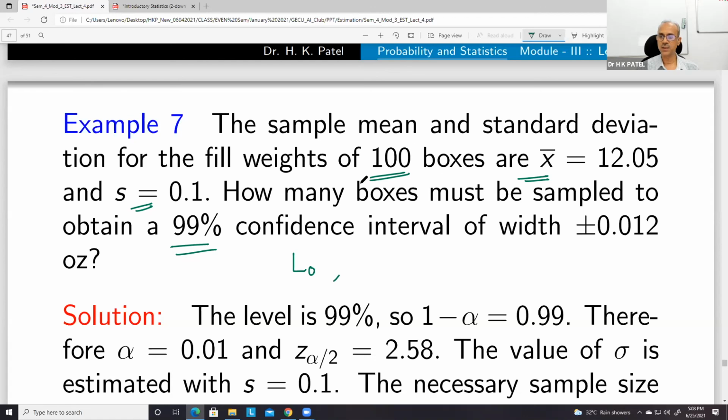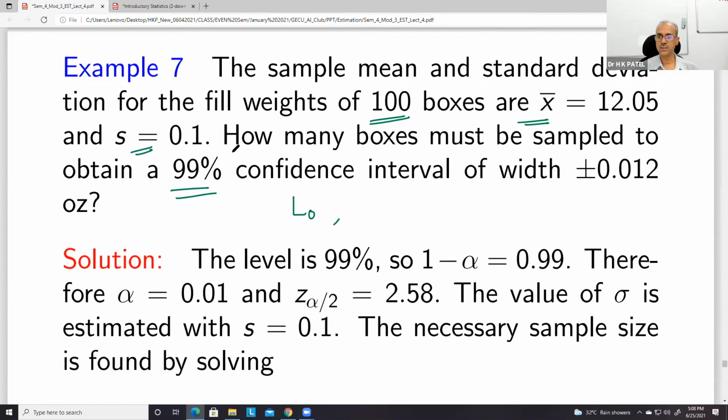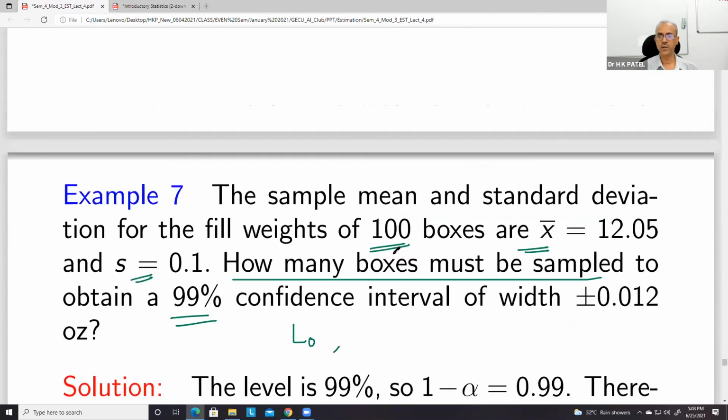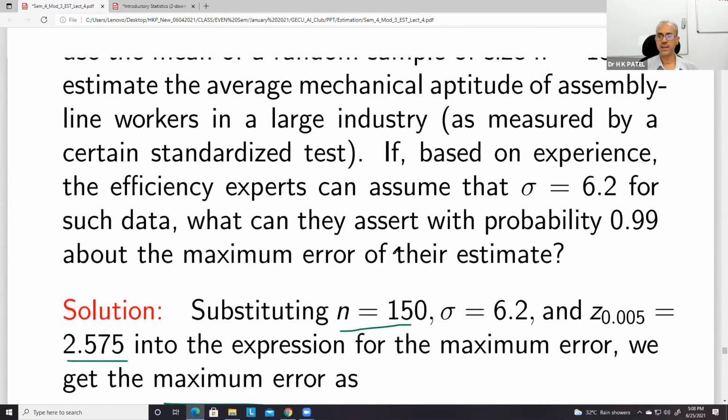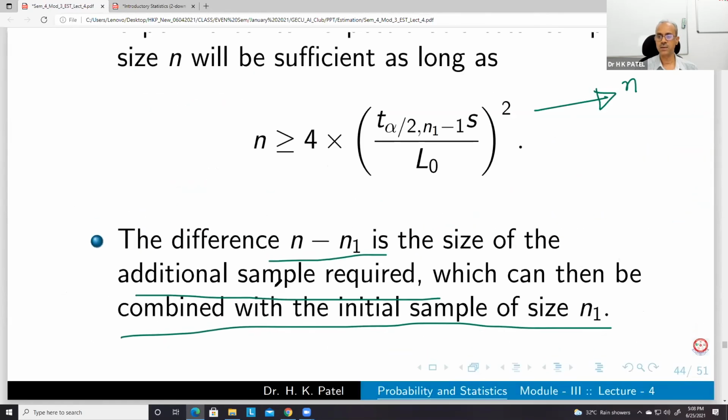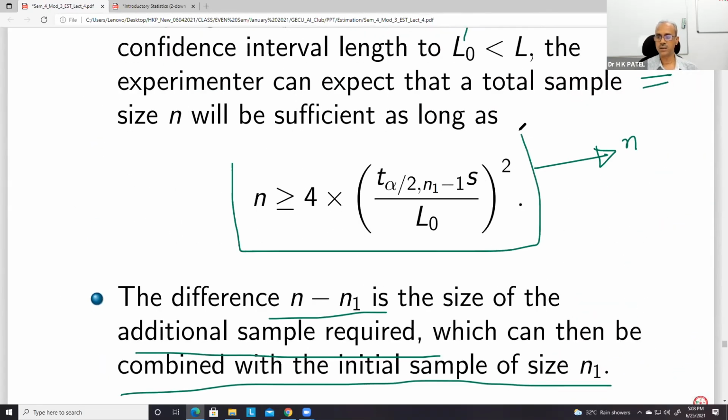So this is actually, we can say that it is a population, not our sample. We have to calculate the sample size here. How many boxes must be sampled? So we require n. We have seen that n is greater than or equal to this one. We can use this formula.